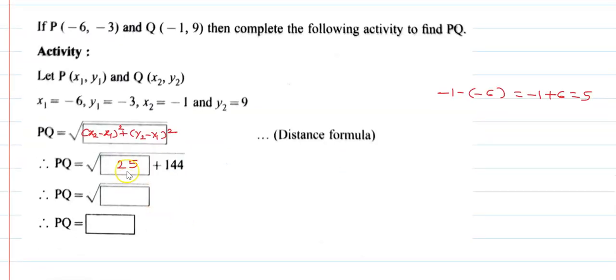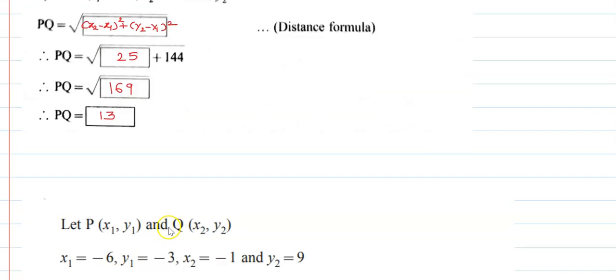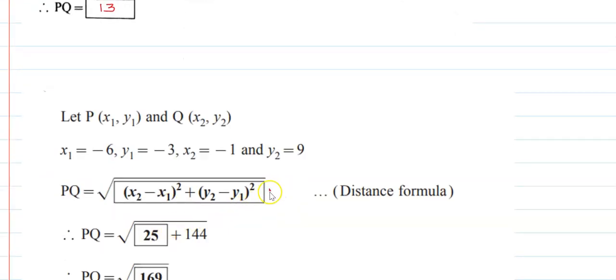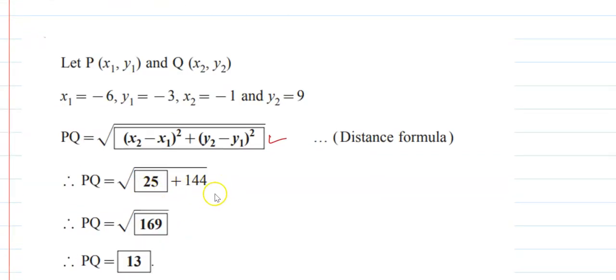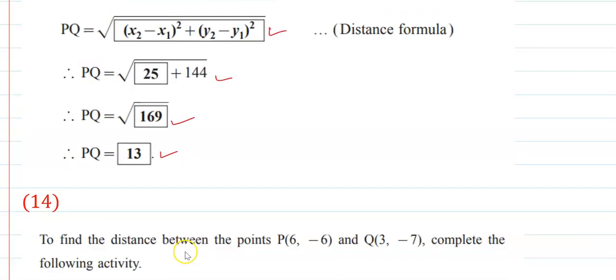Okay, next what will we do? The total of these two, that is 25 plus 144, you will get 169 and its square root is equal to 13. PQ is equal to 13. Similarly, this is the distance formula. Okay, 25 plus 144, 169 and 13, in this way.